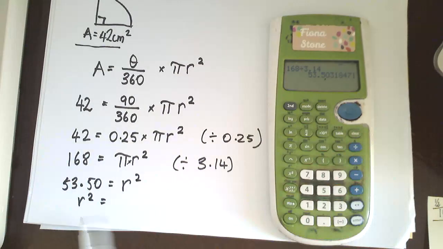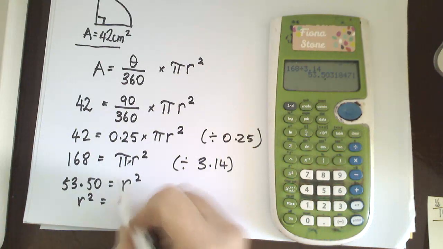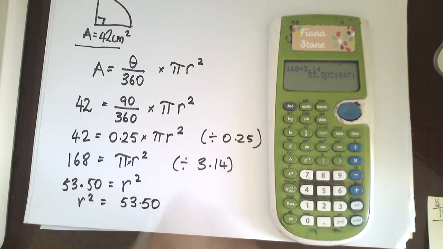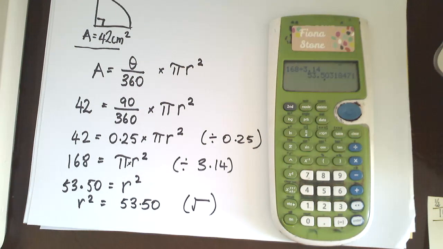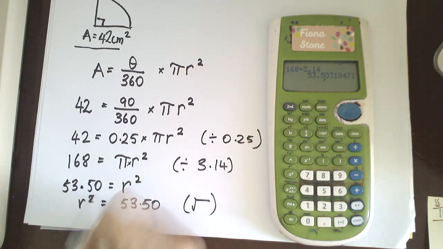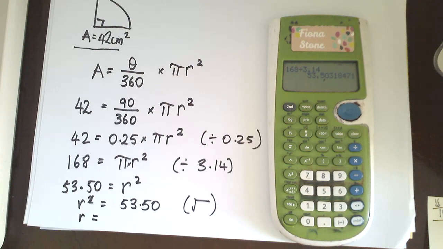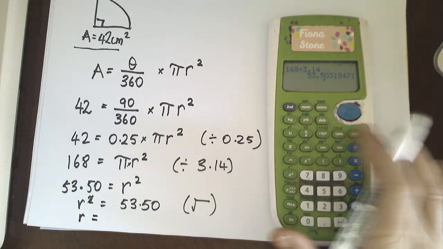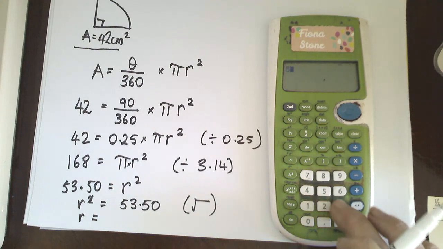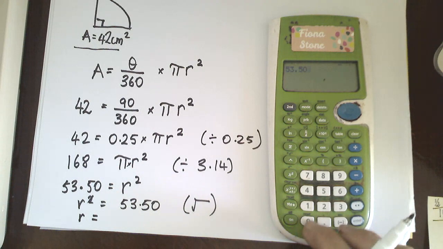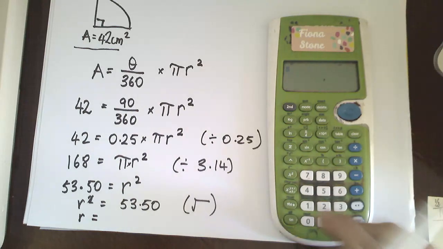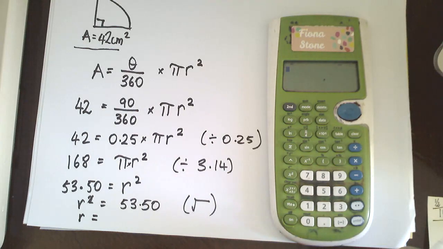If we want to get r on the left hand side, I'm just going to flip it to make it easier to read. And if r squared is 53.50, the opposite of squaring something is, remember, the square root. So let's apply square root to the left hand side, which will enable us to just say r. And then let's apply square root to 53.50.